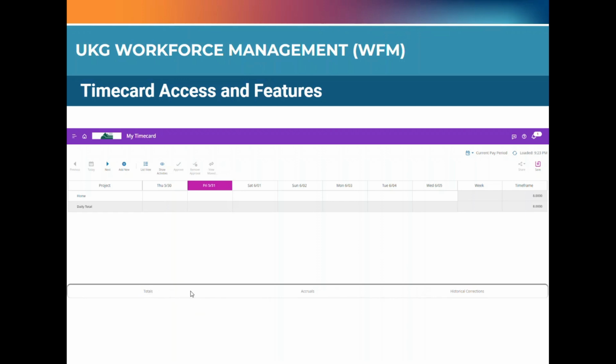Totals displays the total hours on your time card by pay code and GLJL keys. Accruals displays your accrual balances. This is also where our accruals will now live. Historical Corrections. This is where you have adjustments to your time card from a previous pay period that has already been signed off. If corrections need to be made, this is where those corrections will be seen.